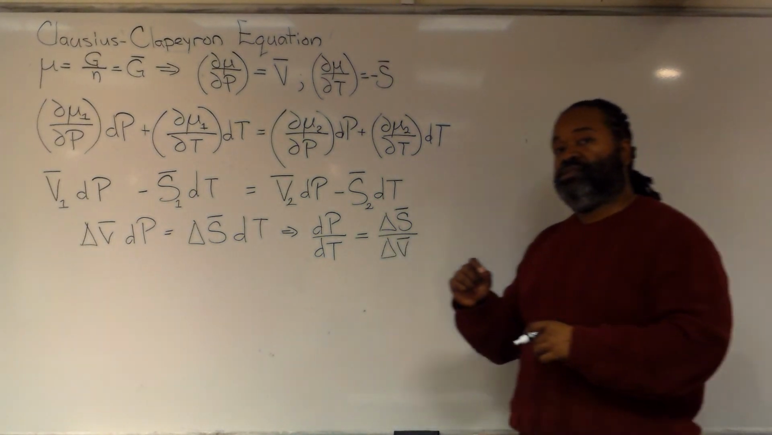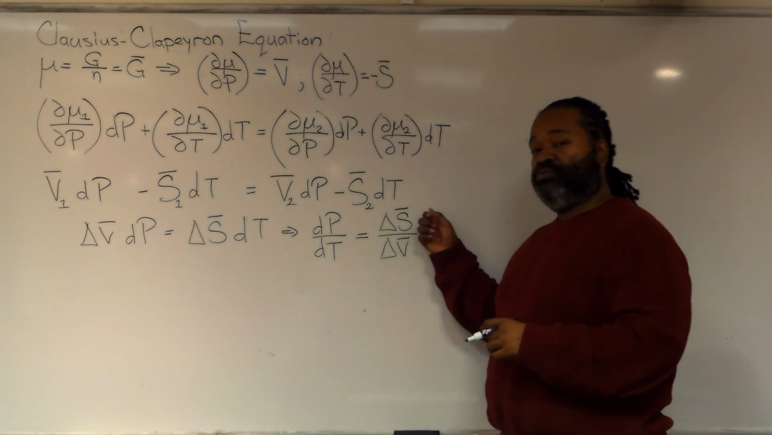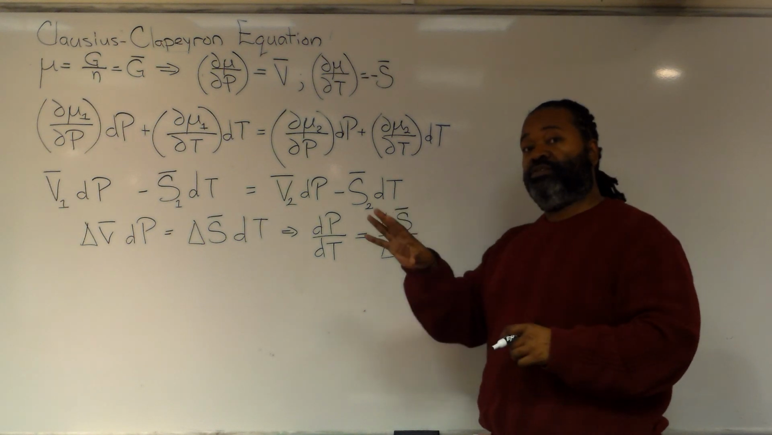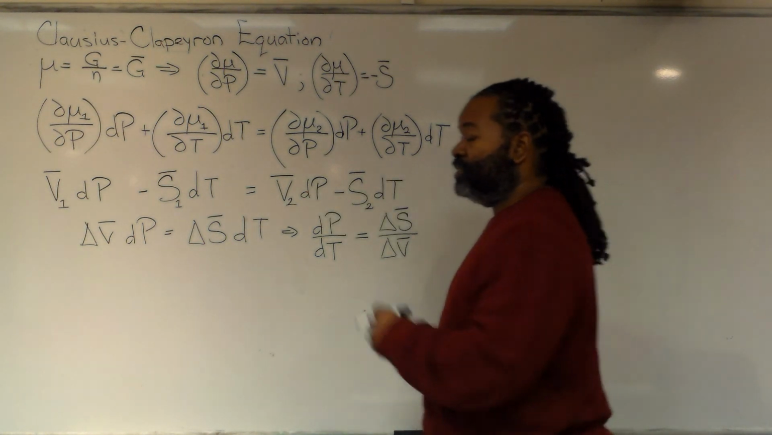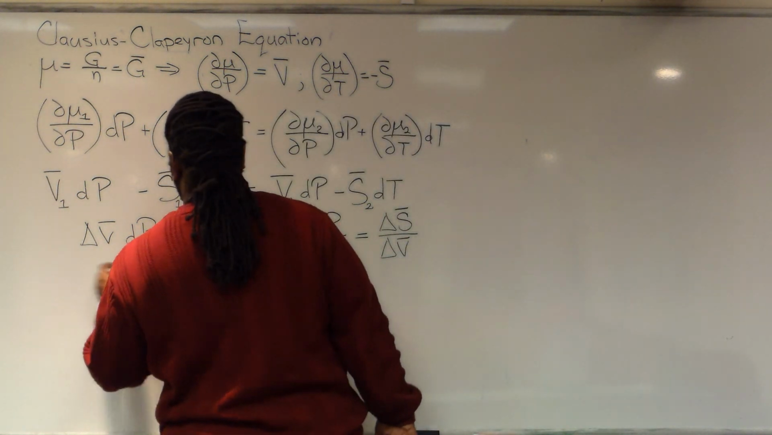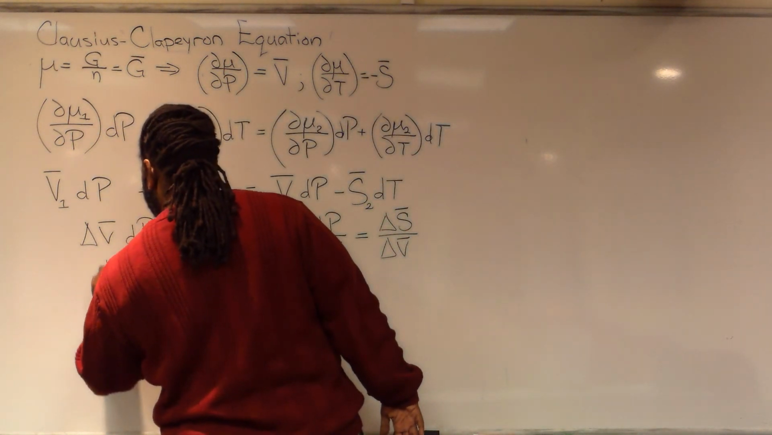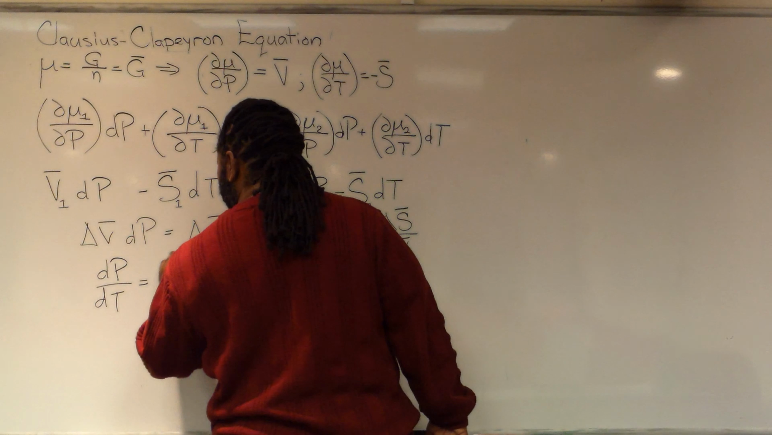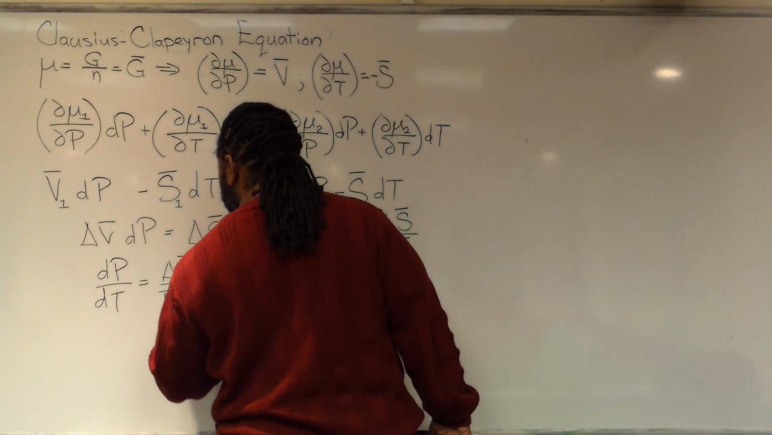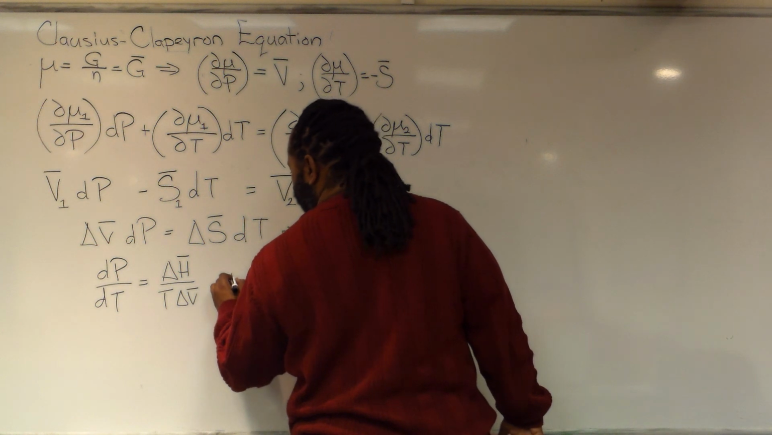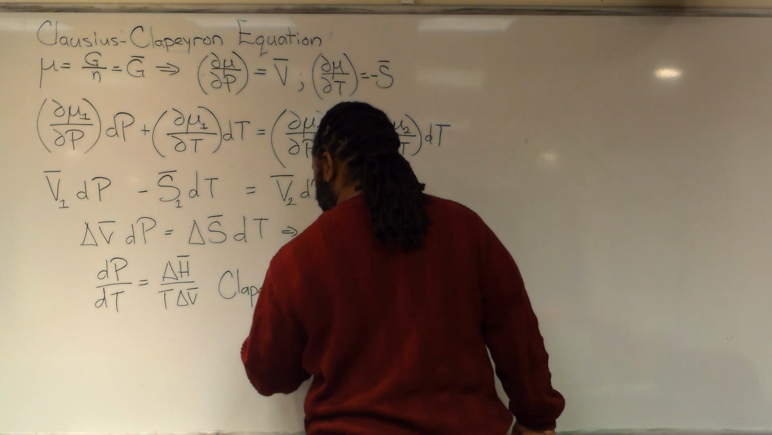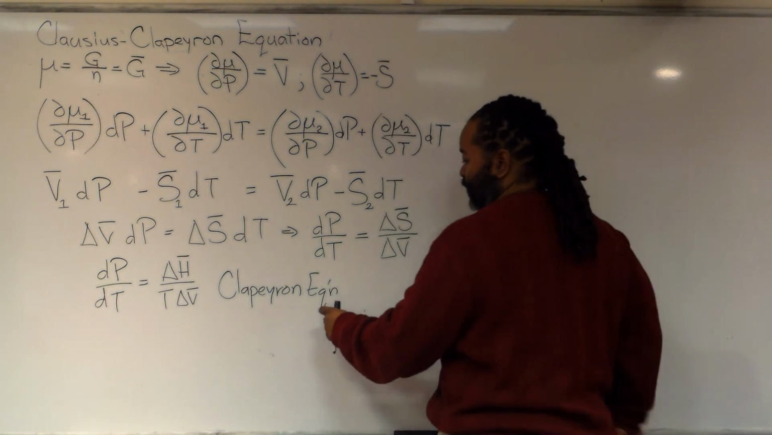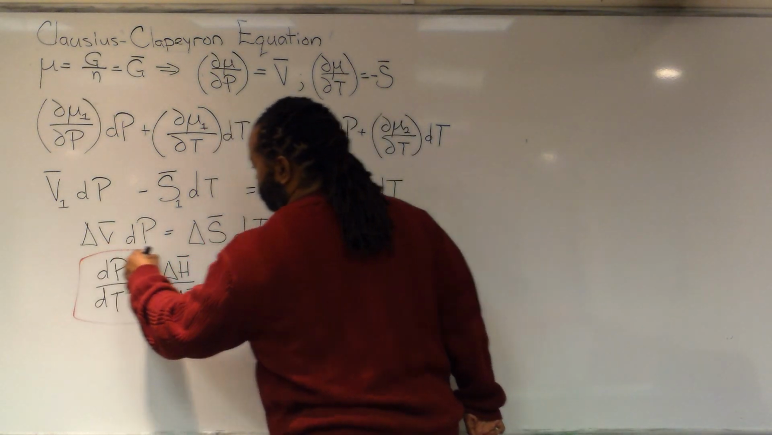But because this is an equilibrium process, it's possible to replace the molar entropy with the delta H for that particular phase change process divided by its temperature. And that gives us the Clausius-Clapeyron equation, that half of the Clausius-Clapeyron. So dP/dT equals delta H over T delta V. And that gives us the Clapeyron equation.